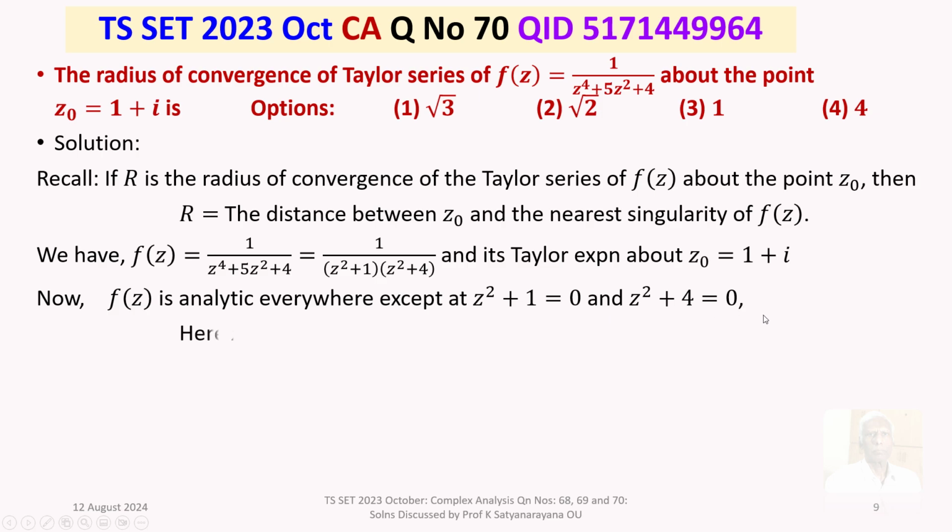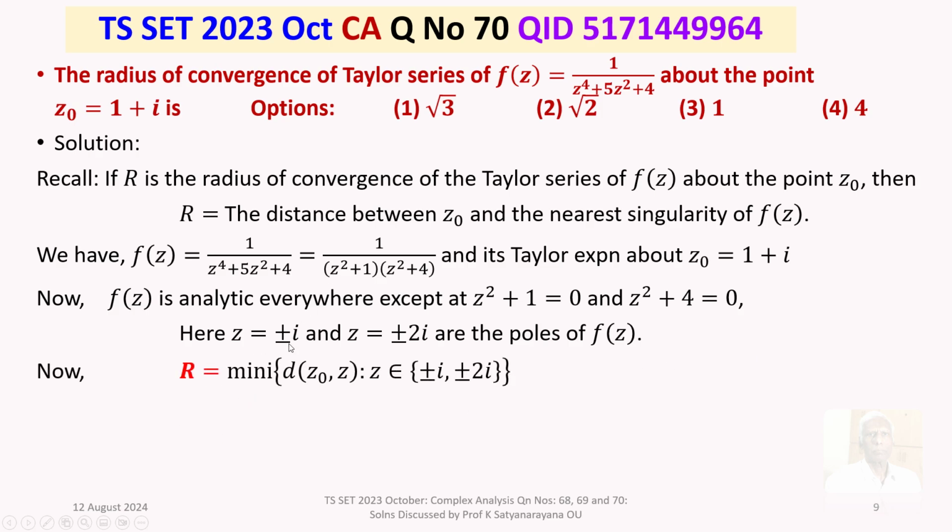What are the poles? The poles are z is equal to plus or minus i and z is equal to plus or minus 2i. So how many singularities are there? 4 singularities are there. Now capital R is the minimum of the distance of z0, where z0 is 1 plus i, to z, where z belongs to the singularities plus or minus i, plus or minus 2i. So 4 distances you will have.